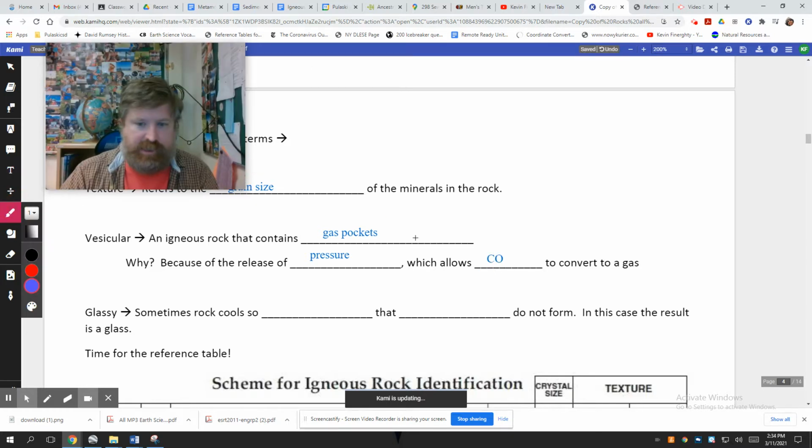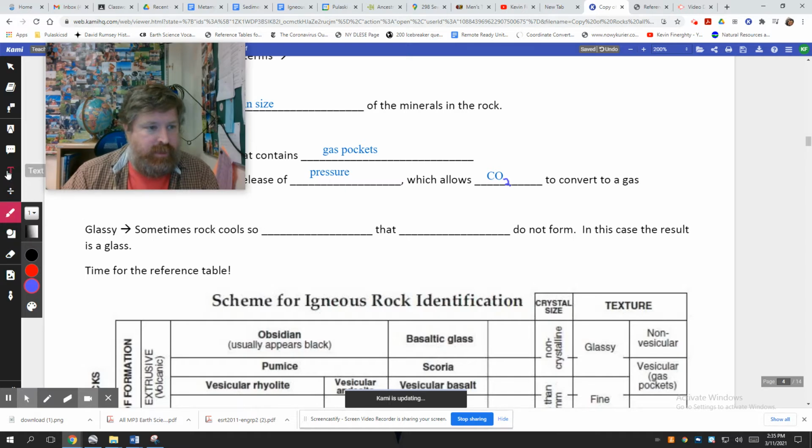So again, just like a 2-liter soda bottle, you shake it up, there's CO2 in the liquid. You take the pressure off of it, that can convert to a gas. It's not being compressed by the pressure inside the bottle anymore. That pressure is released. Foam comes out. If you could instantly freeze that foam, that's essentially how a vesicular igneous rock forms.